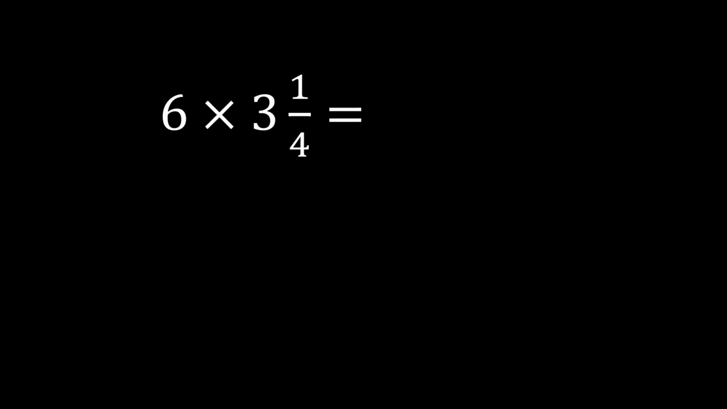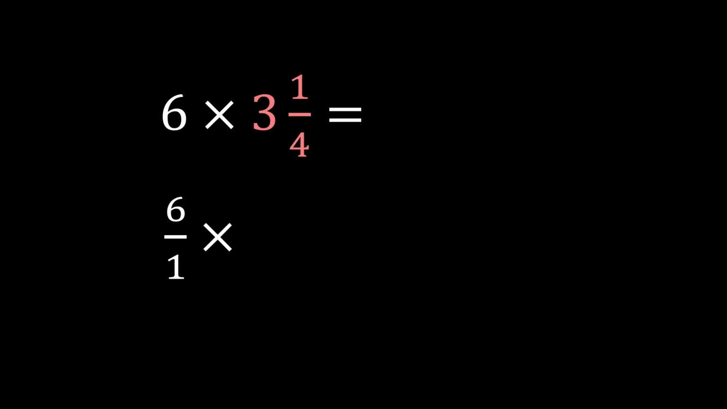This example is 6 times 3 1/4, a whole number times a mixed number. And in order to multiply fractions, we multiply the numerator times the numerator and the denominator times the denominator, which means we need to set the whole number 6 up as a fraction, and we need to turn our mixed number into an improper fraction. So let's start with 6, our whole number. To turn our whole number into a fraction, we simply put it over 1. So we'll have 6 over 1.